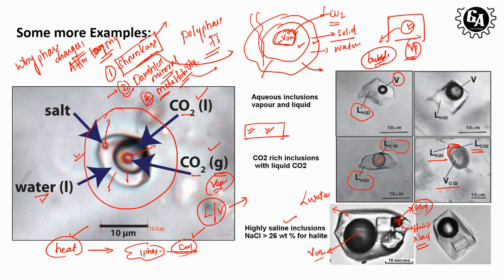This is actually a highly saline inclusion. Due to this supersaturation, the intermediate phase, the daughter mineral, formed. So I hope this video will help you to understand these things.